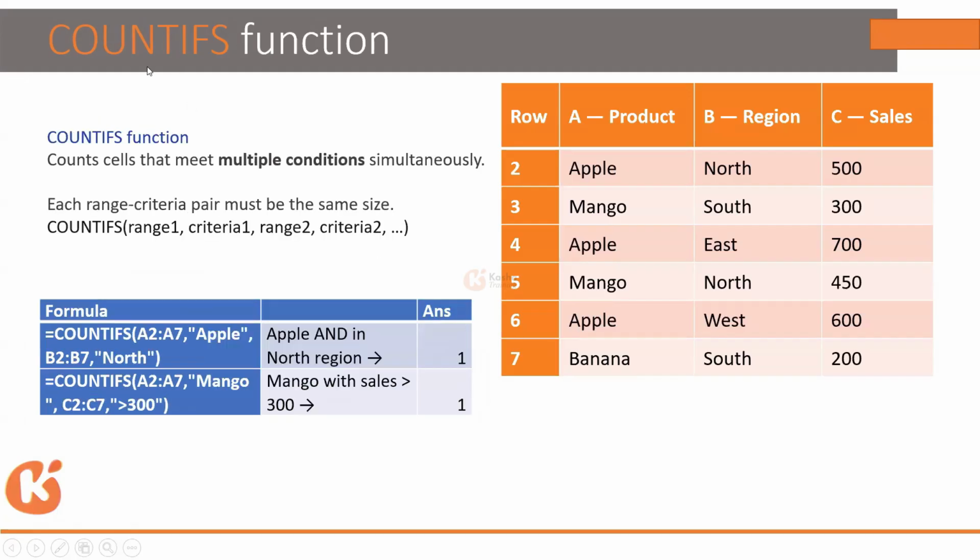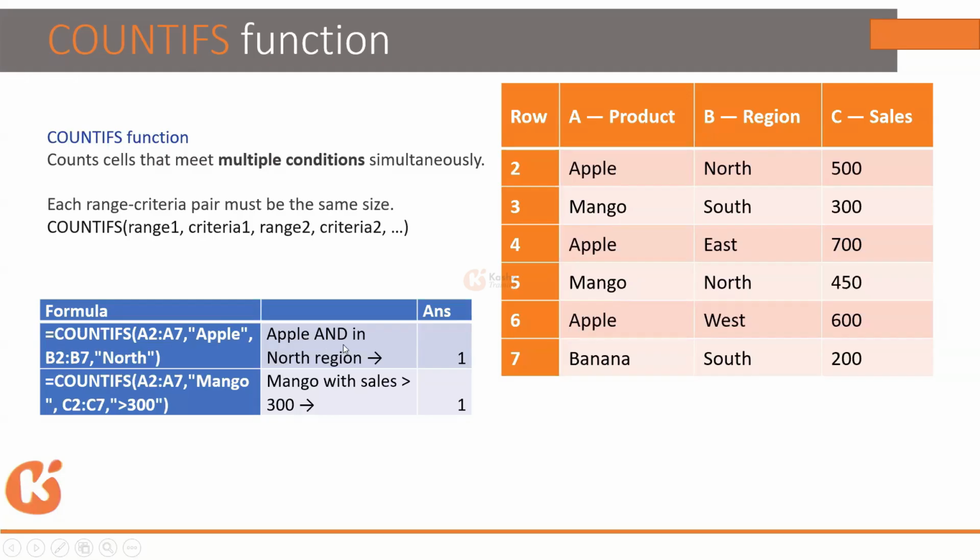The next function is COUNTIFS, and let's see when we can use this COUNTIFS. COUNTIFS counts cells that meet multiple conditions simultaneously. So if you have multiple conditions and they should all be met, that is where we use COUNTIFS. For example, again with the same data, we're going to give a formula as COUNTIFS.